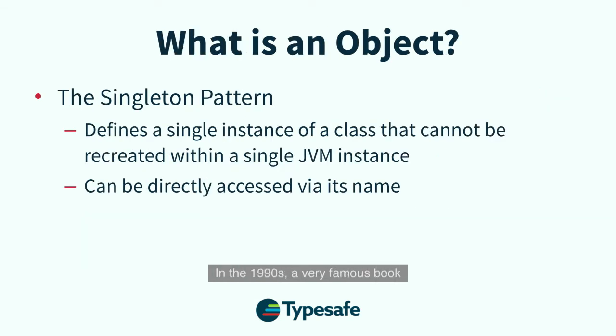In the 1990s, a very famous book came out called Design Patterns, and it included a pattern called the singleton pattern. This defines a single instance of a class that cannot be recreated within a single runtime, such as a JVM instance. They can be directly accessed via their name.